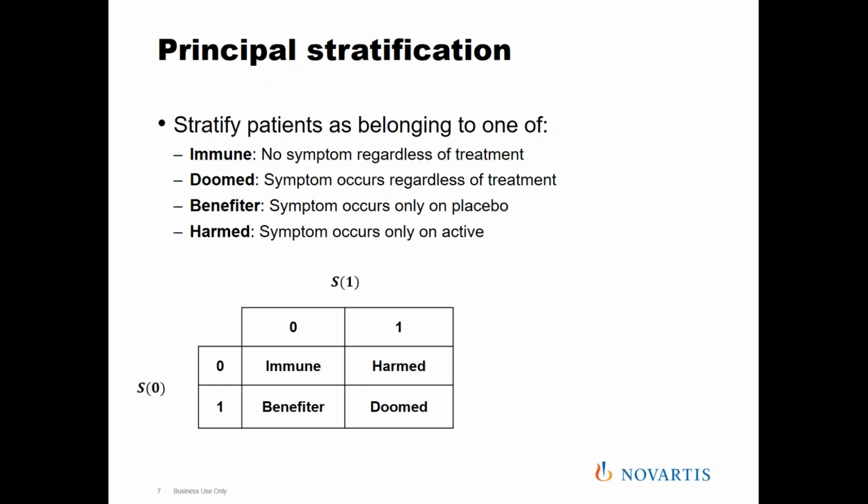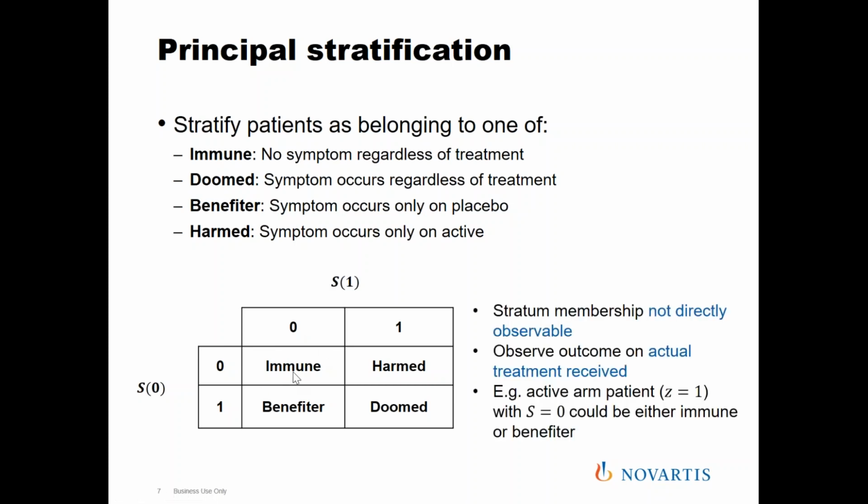And so you can depict this nicely in a 2x2 table. We have the potential outcome for placebo in the rows, and the potential outcome for active in the columns. So when they're both equal to 0, we're looking at the immune principal stratum.